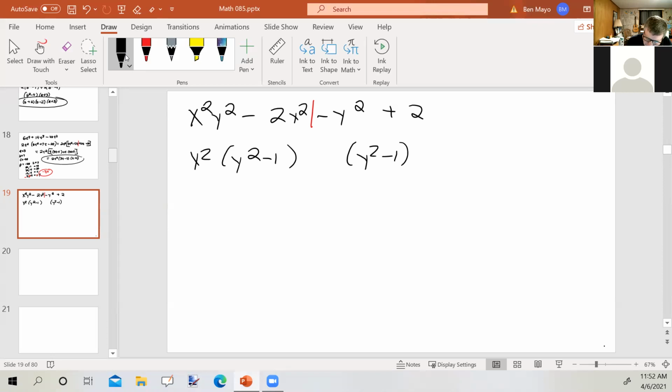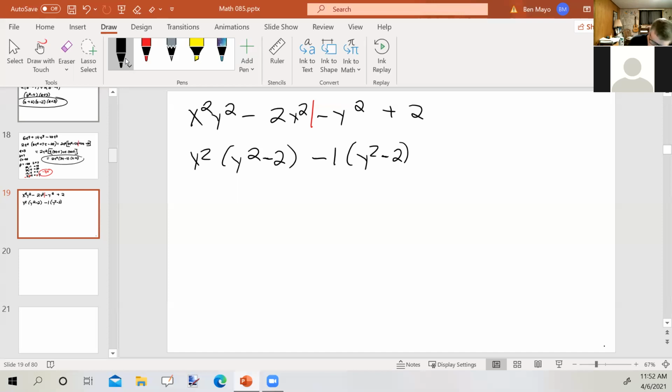And, what did I do wrong? I did the same thing last time. This should be a 2, shouldn't it? I was trying to make it into the difference of 2 squares. So now, what would go out in front of that second parentheses? Just a minus 1, right?